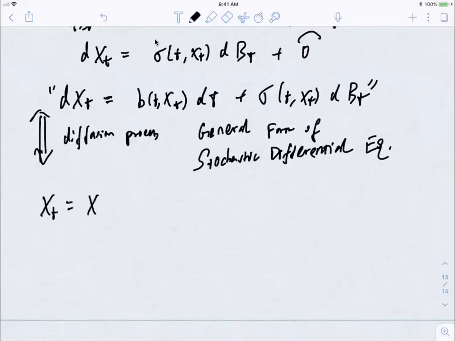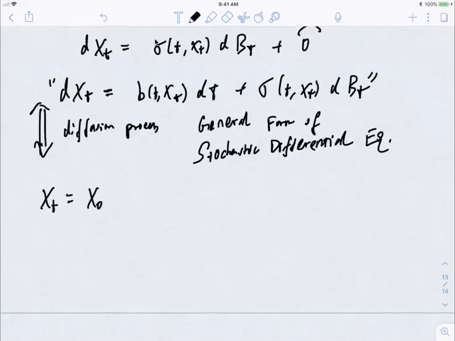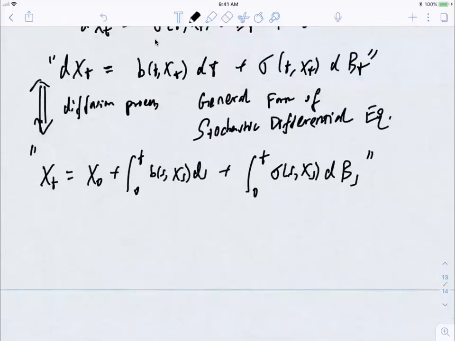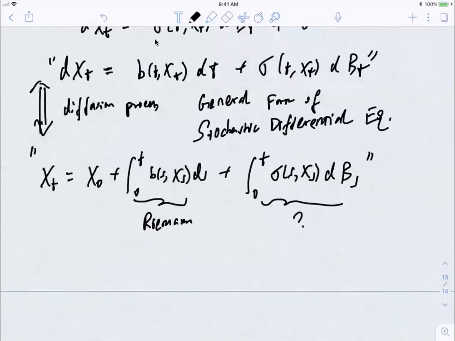This basically means X_t solves the following integral equation, not a differential equation: X_t = X_0 + ∫_0^t b(s, X_s) ds + ∫_0^t σ(s, X_s) dB_s. Of course, the first one is a Riemann integral, but we don't know what this one is. This is the Ito integral. We will specify it in the next lecture when we prove Ito's formula.